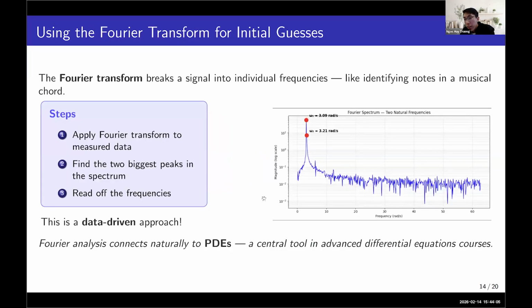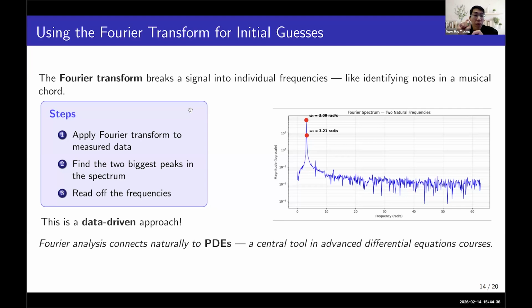And here we go. This is one of the key components of this approach, the Fourier transform. The Fourier transform breaks a signal into individual frequencies. It's like identifying notes from a musical chord. And what is the step? We just apply the Fourier transform straight to the data. We have the code for that. We don't need students to know any theory behind that.